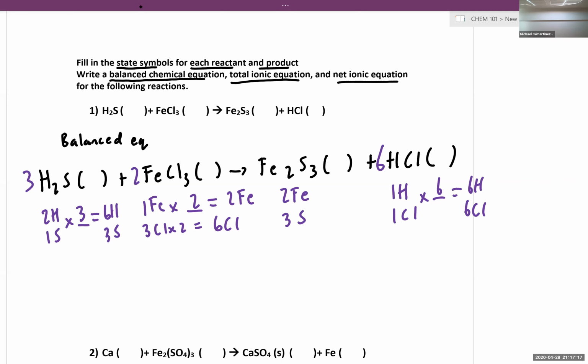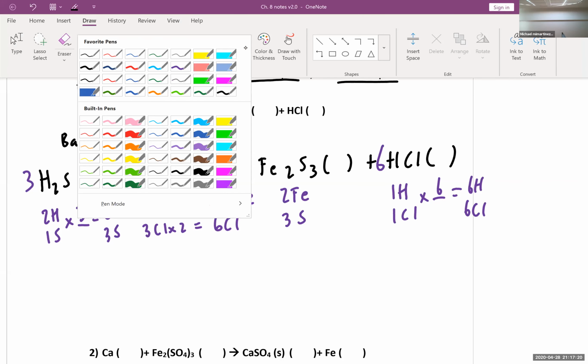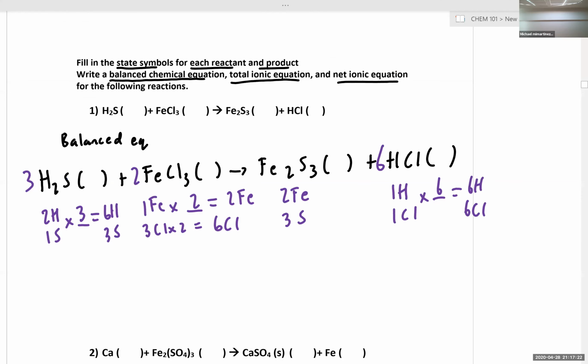Now let's put our state symbols. Hydrosulfuric acid, H2S, is it a strong, weak, or non-electrolyte? So this is actually a weak acid. Sulfuric acid is the strong acid. Hydrosulfuric is a weak acid. Either way, since it's an acid, it gets an aqueous symbol. Okay?